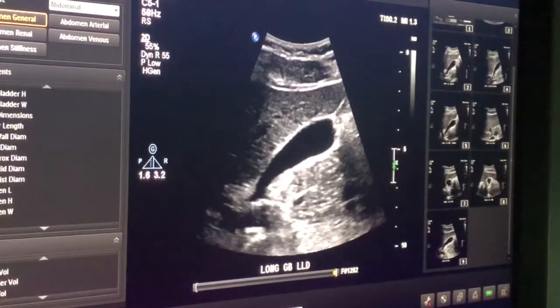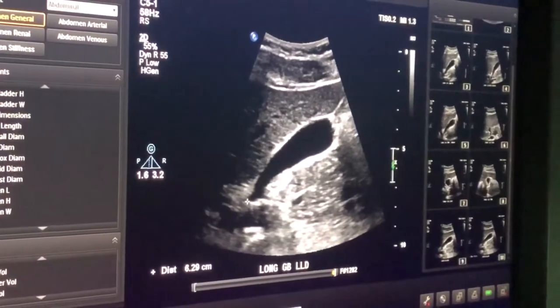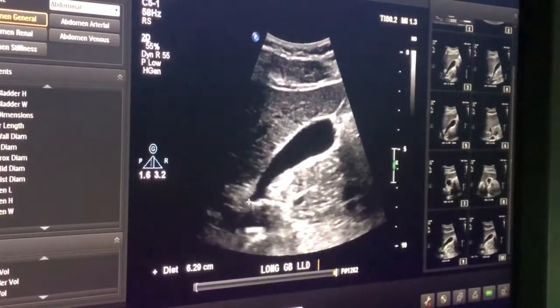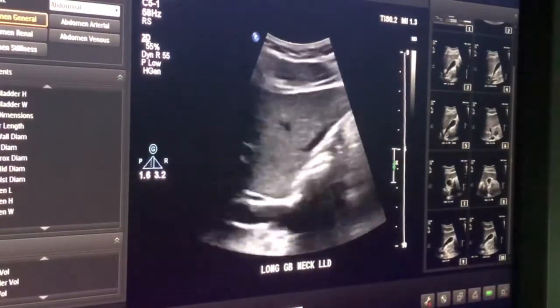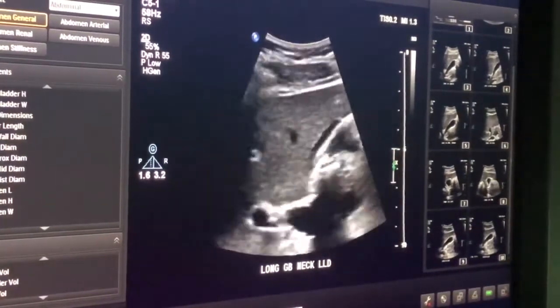So I'm going to take that there, and then I'm going to measure the length of the gallbladder from the fundus all the way down to the neck. And it measures 6.29 centimeters. So now I'm going to take a picture focusing on the neck and long. And have the patient take a deep breath in again when she's ready.